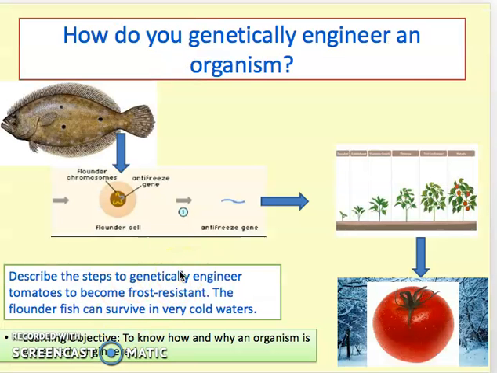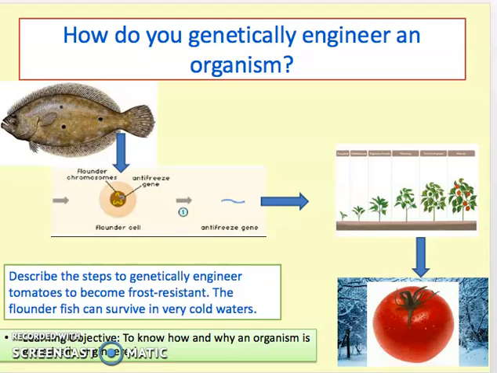Okay, so it isn't always bacteria that are genetically engineered. Some other organisms can also be genetically engineered. So it isn't just about a bacteria having the genes manipulated. There may be manipulation of genes of other organisms. So if you have a look at this question here, describe the steps to genetically engineer tomatoes to become frost resistant. The flounder fish can survive in very cold waters.